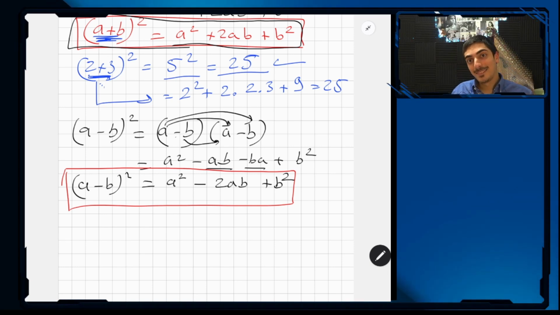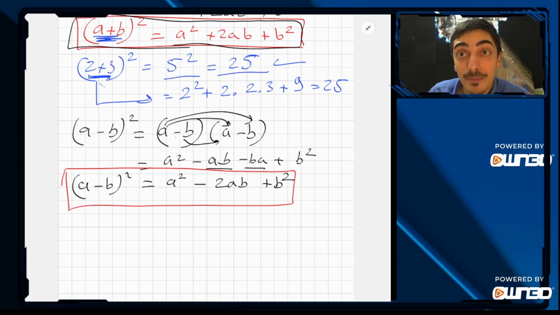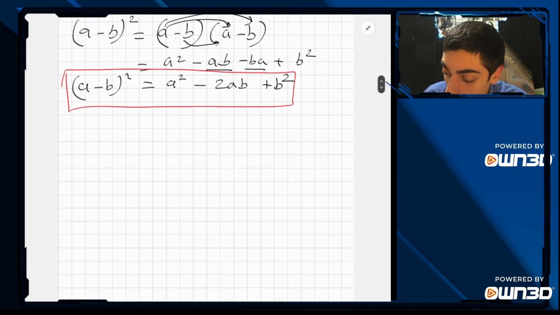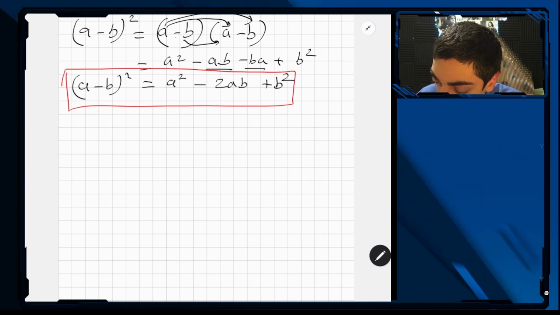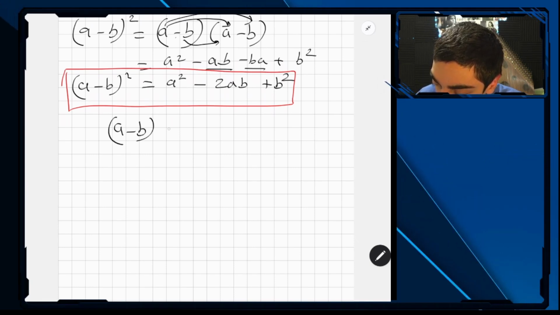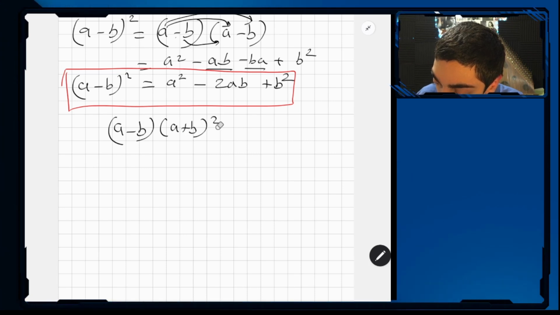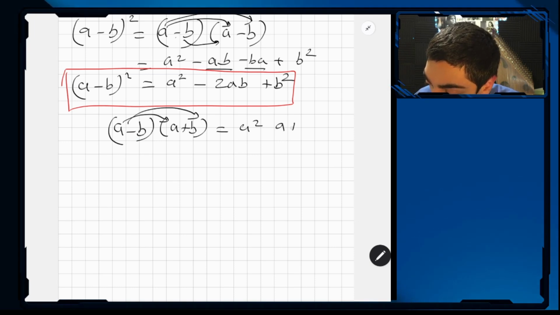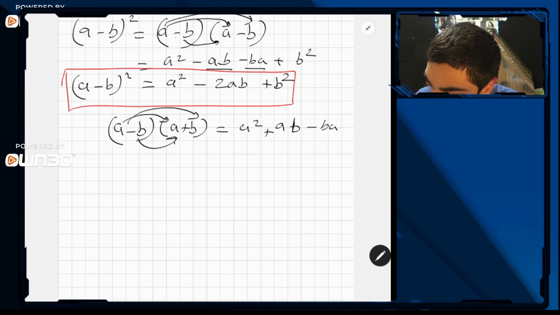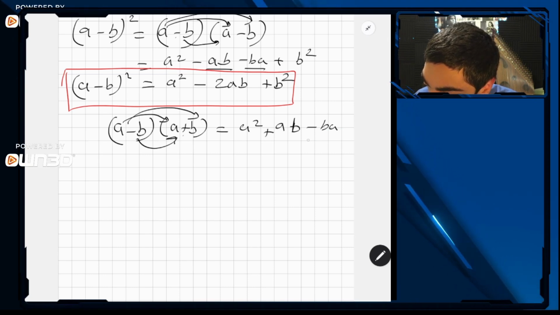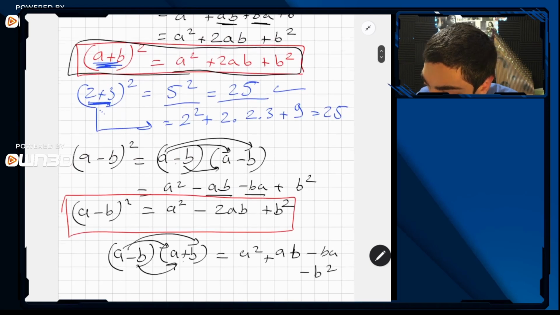Okay. Now, the third one is a bonus. The third one is, what's a minus b into a plus b? That's the third one. And this gives a times a squared, a times b, ab, b times a minus ba, minus here, b squared.